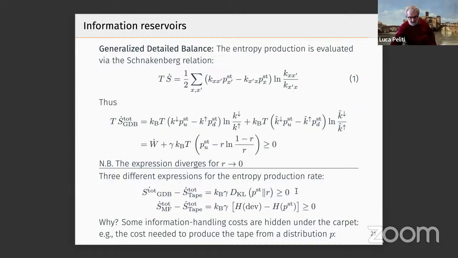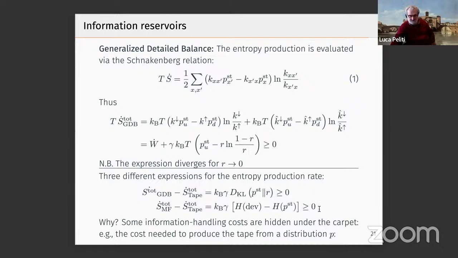And the other thing is that the difference between the total entropy production in the manipulation and feedback setup minus the tape setup is given by, again, the same factor times the difference between the entropy of the measuring system and the entropy of the system in the steady state. And you can also see that this is a positive quantity.